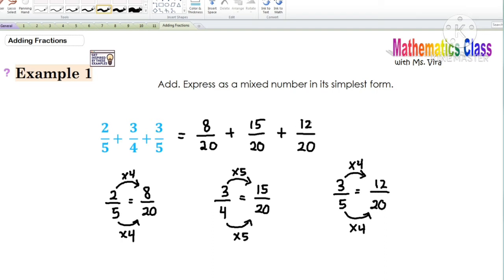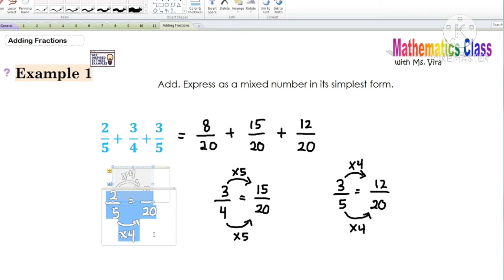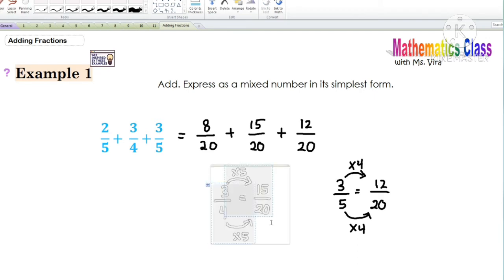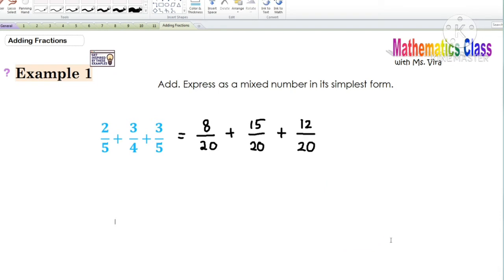So actually 2/5 is equivalent to 8 over 20, 3/4 is equivalent to 15 over 20, and 3/5 is equivalent to 12 over 20. So basically it's the same fractions, we just exchange their denominators to become 20. So we can add them by adding the numerators. 8 plus 15 plus 12 is 35 over 20.